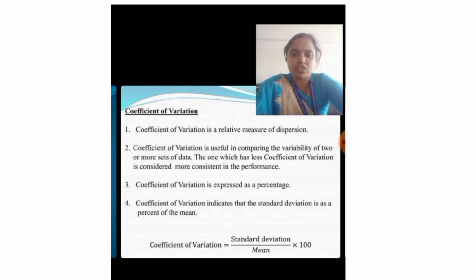The one which has the lower coefficient of variation is considered more consistent in performance. The coefficient of variation is always expressed as a percentage. Hence, it indicates the standard deviation as a percent of the mean, where coefficient of variation is equal to standard deviation divided by mean, times 100, where 100 represents the percentage.